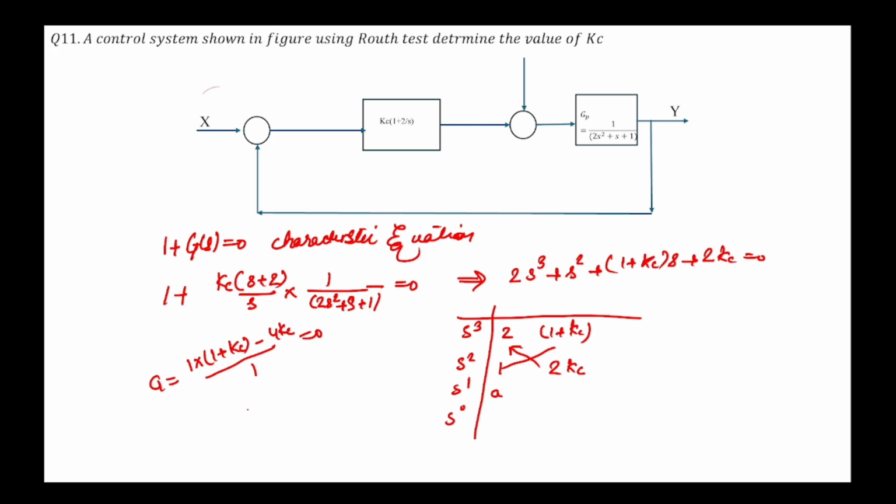So to find the value of Kc, we have to put this term equal to 0. So 1 plus Kc minus Kc, 4 Kc, is equal to 0. So 1 is equal to 3 Kc, Kc is equal to 1 by 3. Okay, so Kc is equal to 1 by 3.